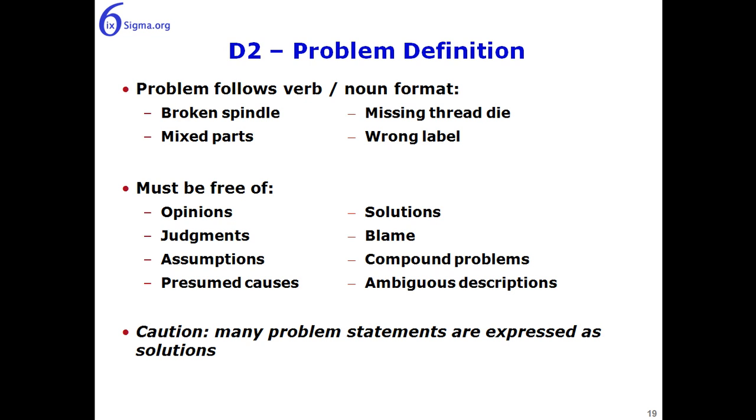Understand, though, that problems have to have a very specific format in order to be clear to everyone, and that's using a verb and noun format. So we have a few examples here: a broken spindle, mixed parts, missing thread die, wrong label, this sort of thing. The problem should be free of opinions and judgments, assumptions, presumed causes, solutions, blame, and this sort of thing. Many problem statements are expressed as solutions. That's the nature of problem resolution or fixing problems, and so we want to avoid that. Just stick to the verb and noun format.